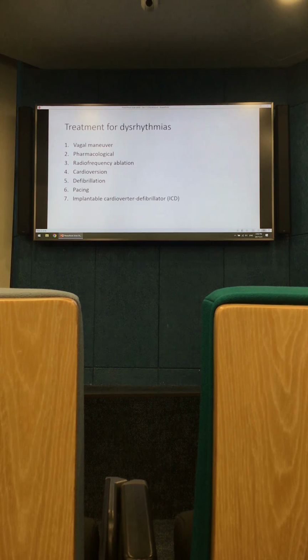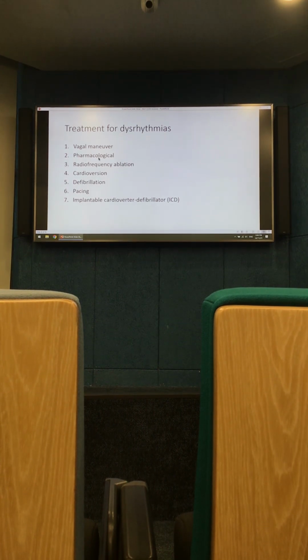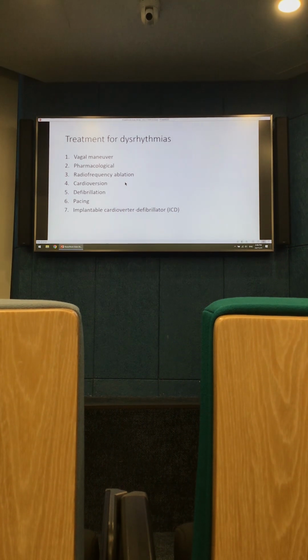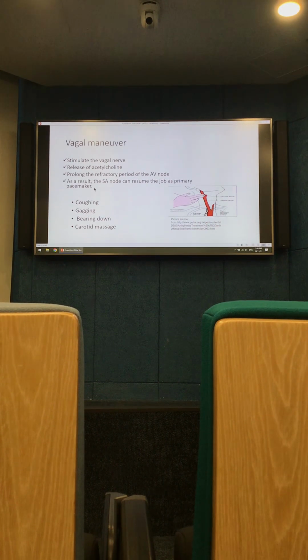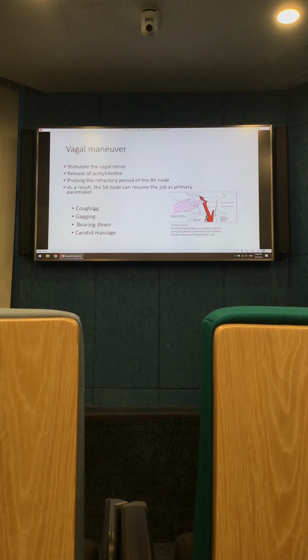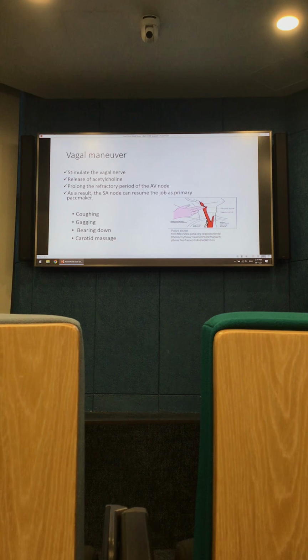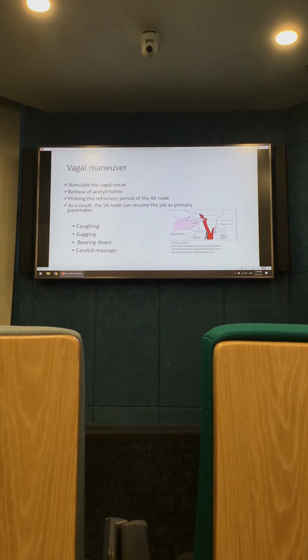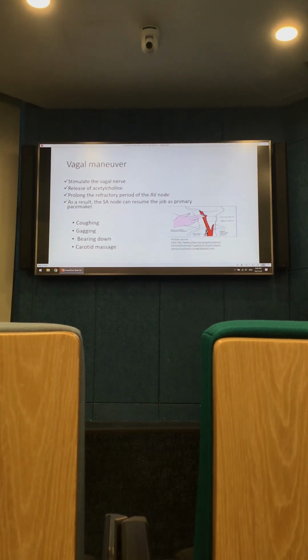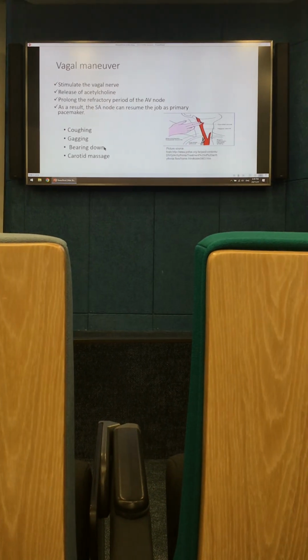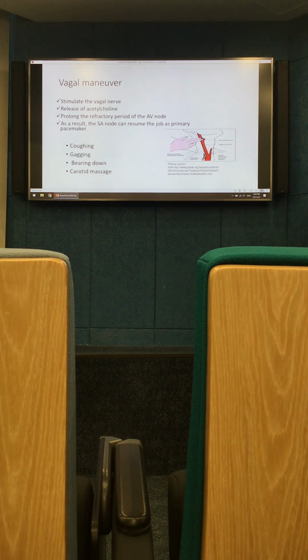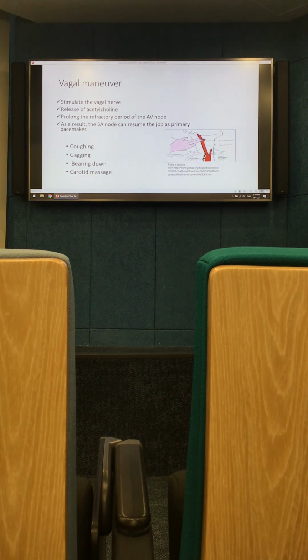So for the treatment for dysrhythmia, we have learned several things like vagal maneuvers, and here I just highlight some. For vagal maneuvers, of course, you can ask the patient to cough, or gag, that is, to make them retch, for example by placing a tongue depressor so they retch, that works too. Or bearing down. And then carotid massage.